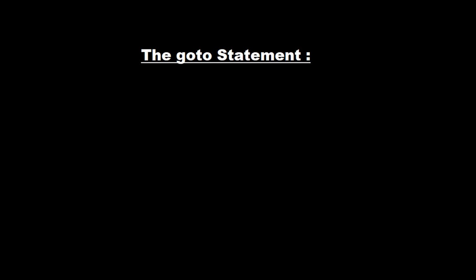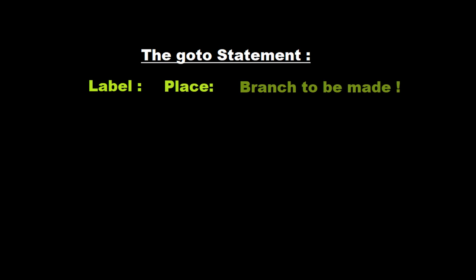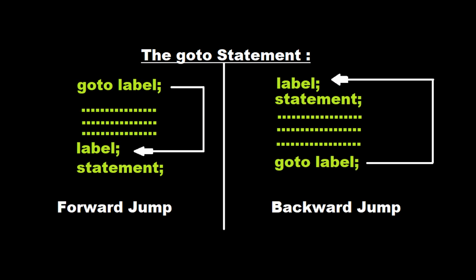The goto requires a label in order to identify the place where the branch is to be made. A label is any valid variable name and must be followed by a colon. This is very important. We have to follow a label by a colon. The label is placed immediately before the statement where the control is to be transferred. The general form of goto and label statements are shown here. You can see there are two forms, which are the forward jump and the backward jump.